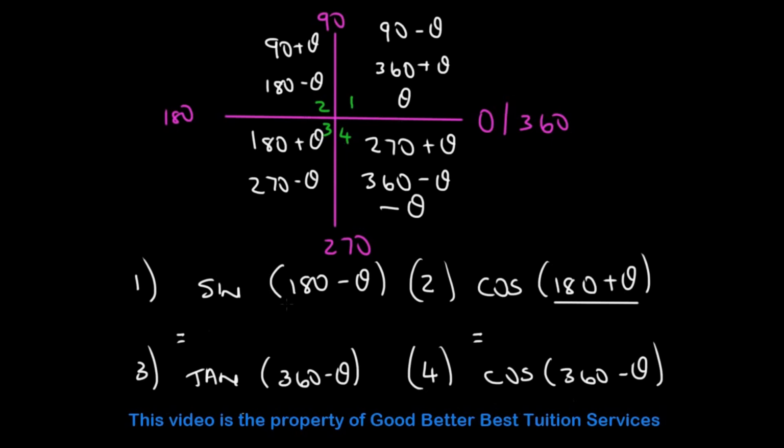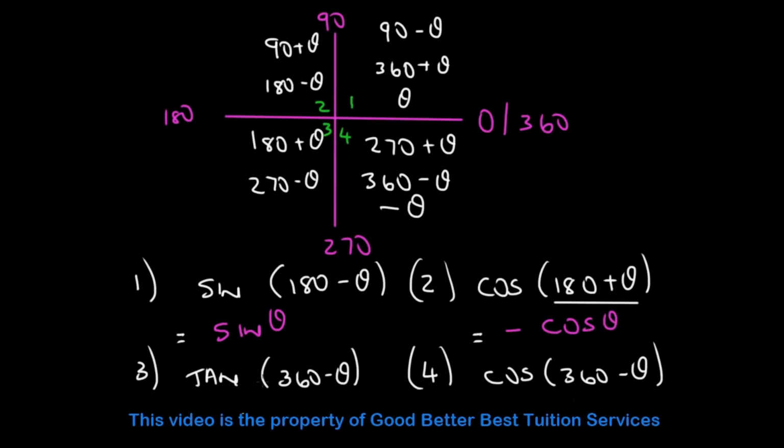So if we were to look at our first sum, sine of 180 minus theta, which quadrant is that in? That's in the second quadrant. Sine in the second quadrant is positive. That's correct. And so what happens is the 180 will fall away and we are left with sine theta. Let's do the next one. Cos of 180 plus theta. In which quadrant is this? There you see 180 plus theta. Cos in the third quadrant is negative. So it becomes negative cos theta.